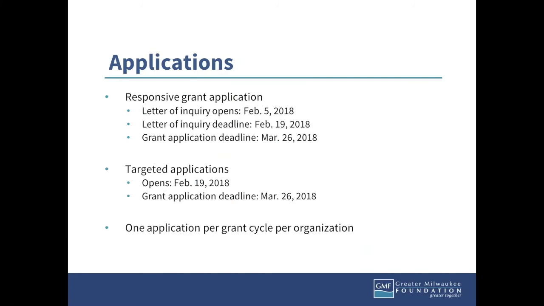During the upcoming second cycle, there will be 4 applications available for organizations to access. The responsive grant application will be available February 5th. This application will have a 2-step process. That is, the first step in the application is a letter of inquiry, which consists of a few short questions that provide insight on the program or service for which an organization is seeking funding.